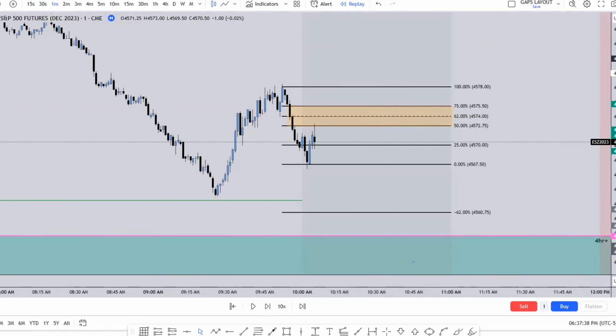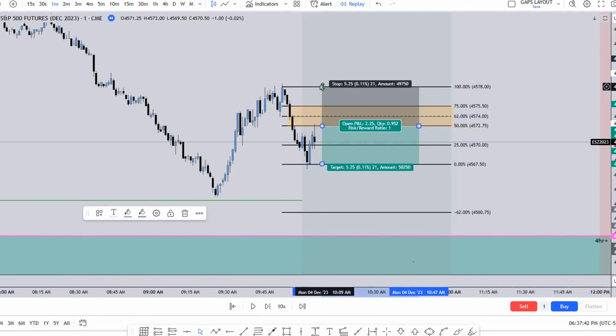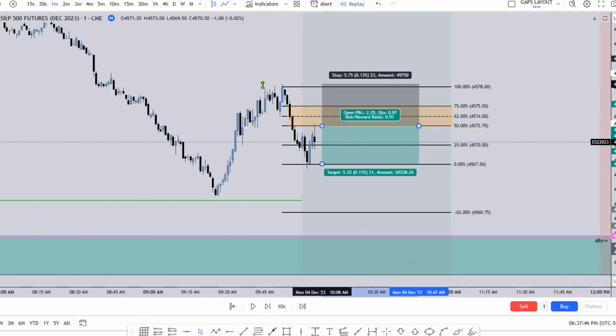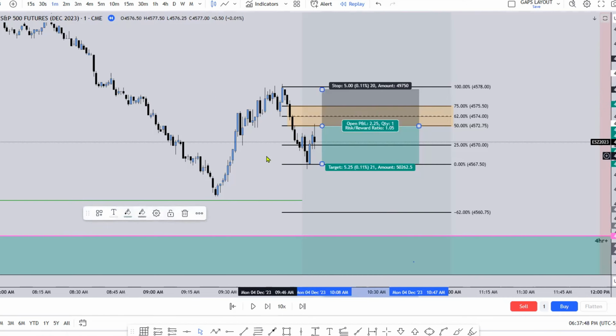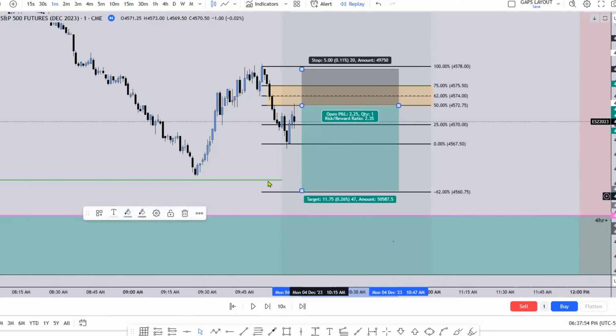So you can see there, we tap in. You're going to want to head short here. Stops above the high there, or 5 points. And then we're going to target 62, which gives us well over a 1 to 2. And then we're also targeting this sell side.